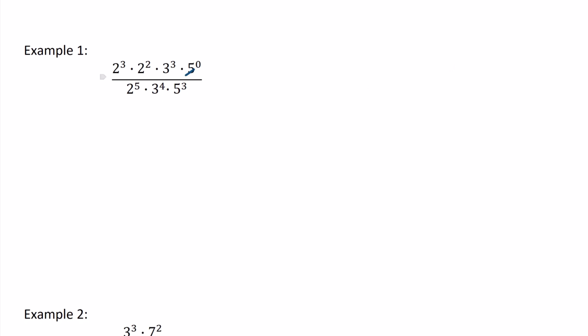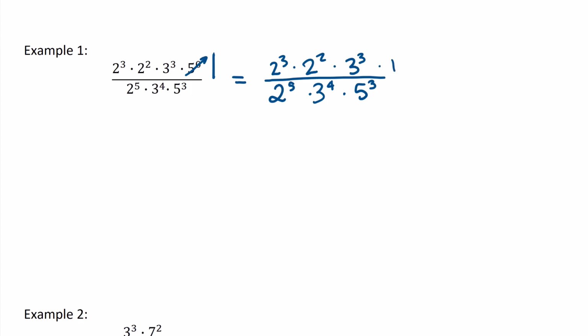5 to the 0 is 1. 1 times anything is that thing, so we would have 2 to the third times 2 to the second times 3 to the third all over 2 to the fifth times 3 to the fourth times 5 to the third. Notice that I didn't even bother to write 1. I could have, but it doesn't change anything. So I'm going to erase that again.